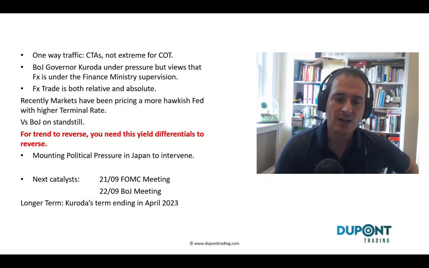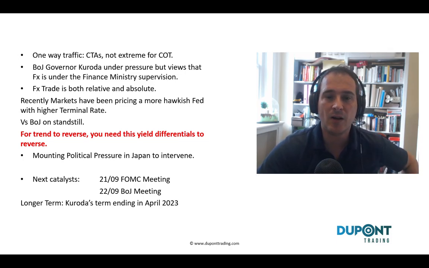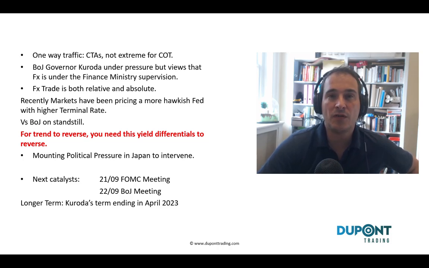And as traders, we need to be looking at the next catalyst. And what are they? Obviously, this is a fight between the Fed and the Bank of Japan. So the next catalysts are pretty obvious. On the 21st of September, which is on Wednesday, in 2 weeks' time, we're going to have the FOMC meeting. And then on the day after, we get the Bank of Japan meeting. So it feels like so far nothing is expected to change from the Bank of Japan.